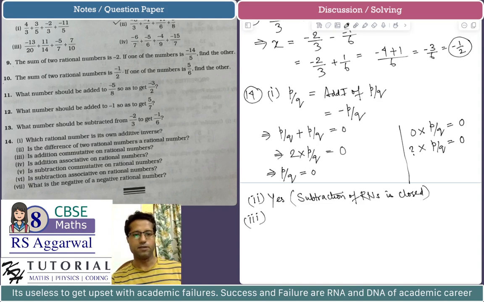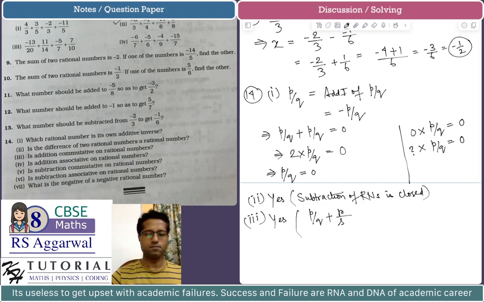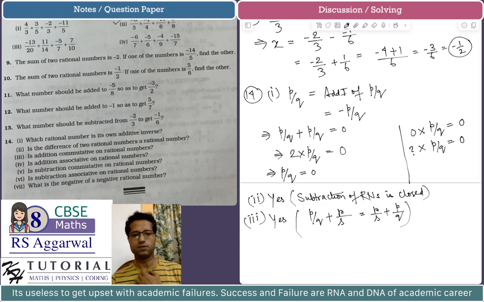Part 3, is addition commutative on rational numbers? Of course, because we always have p by q plus r by s, where p by q and r by s are rational numbers, is always equal to r by s plus p by q. Addition is commutative on rational numbers.